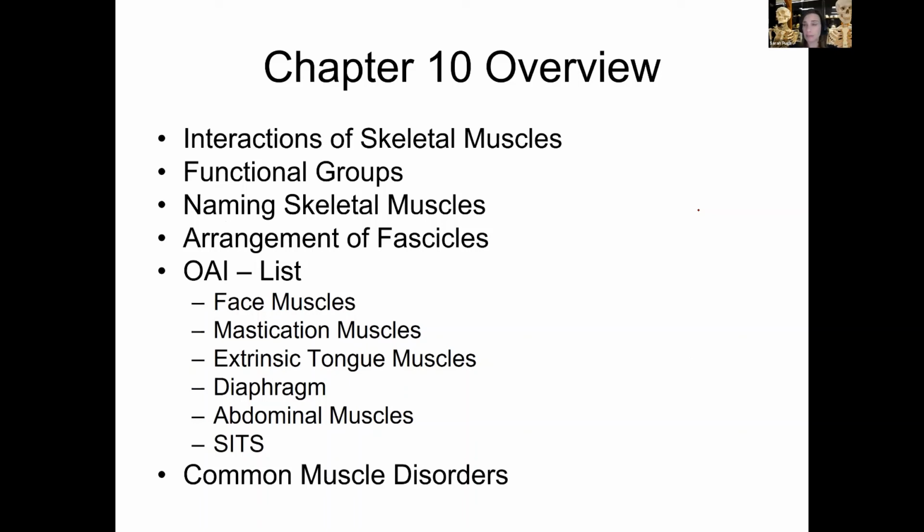So that is it for chapter 10. We just walked through how we name our muscles and some specific muscles, but not all.